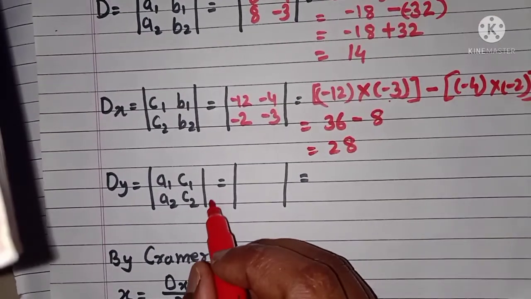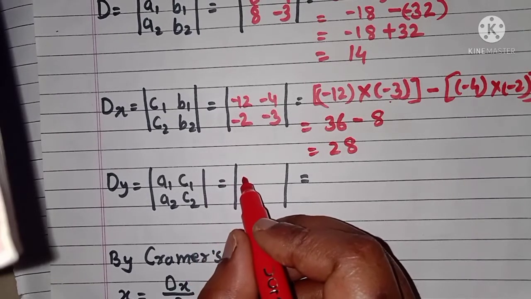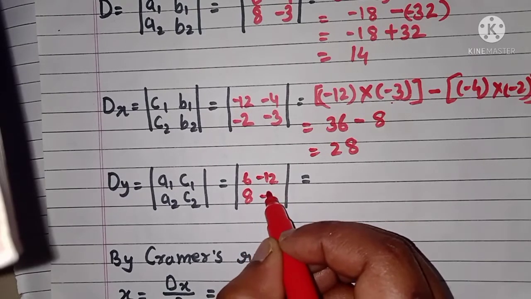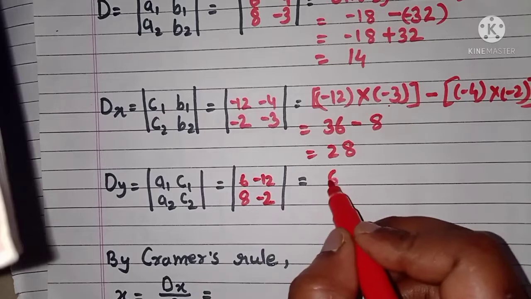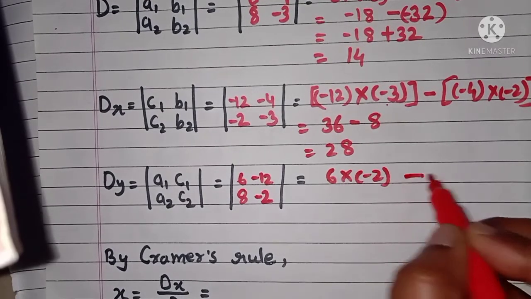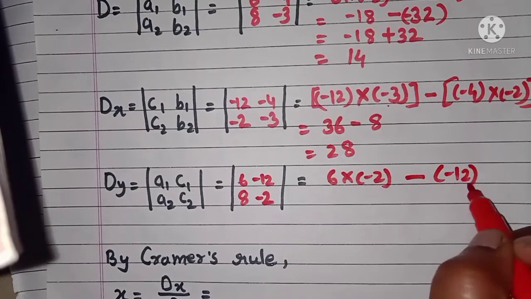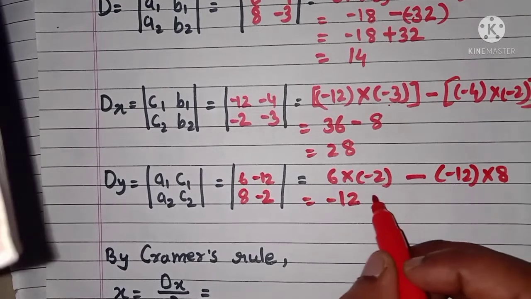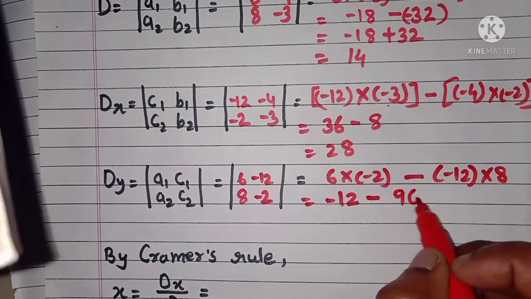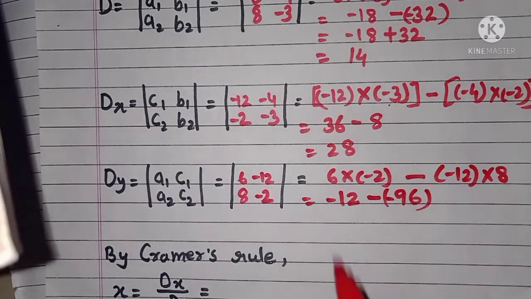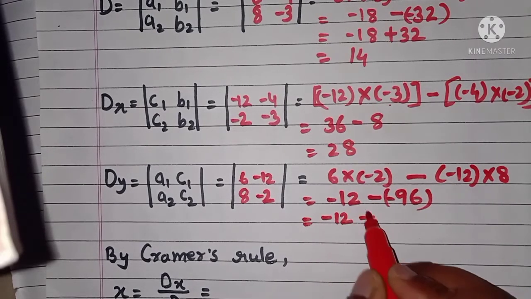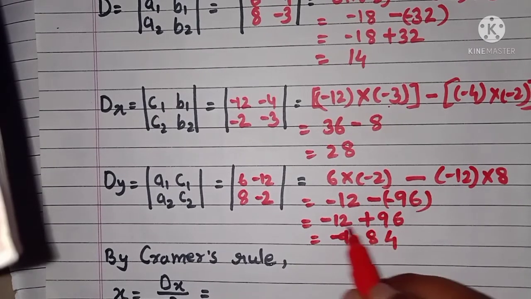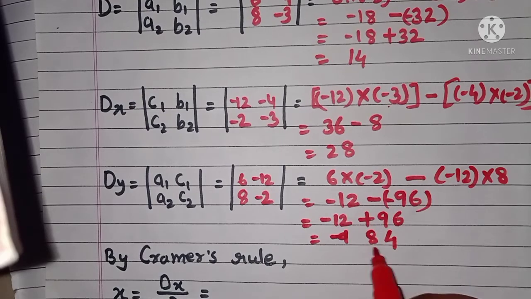Okay, now you will substitute this part. A1 C1, that is 6, 8, -12 and -2. Now I will solve this. 6 2s are, that is 6 into -2, main minus -12 into 8. 6 2s are 12, it becomes -12, minus 12 8s are 96, but the minus sign is alone, so you will carry. So -12 minus minus will become plus 96. So you will get 84, and the bigger number's sign is plus, that's why you will get plus 84.